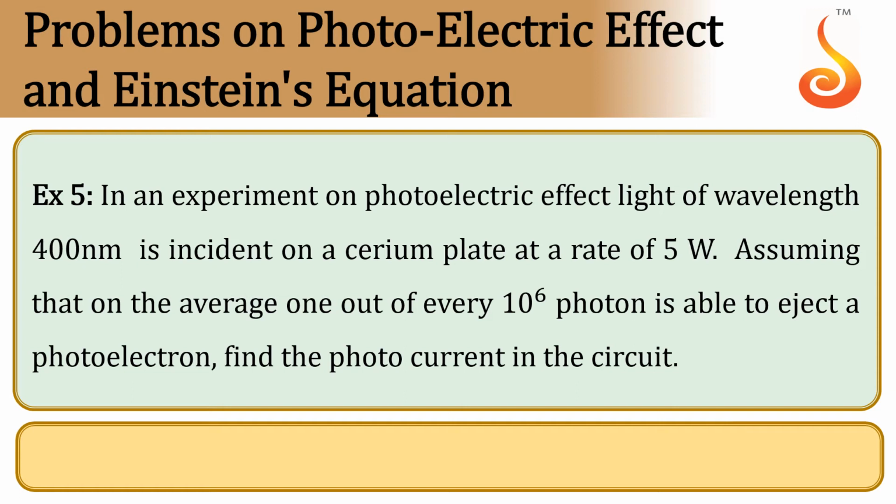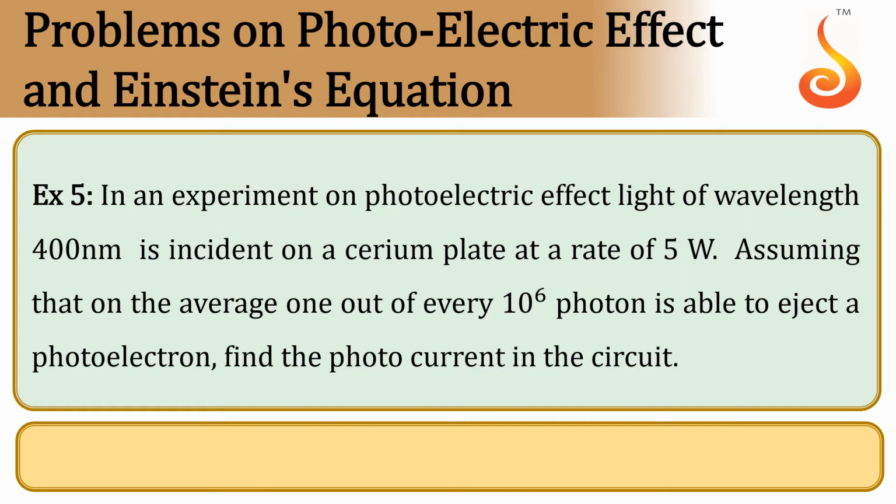Example 5. In an experiment on photoelectric effect, light of wavelength 400 nanometer is incident on a cesium plate at a rate of 5 watt. Assuming that on the average 1 out of every 10 power 6 photons is able to eject a photoelectron, find the photocurrent in the circuit.